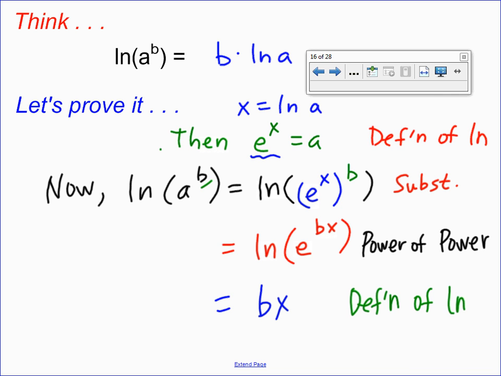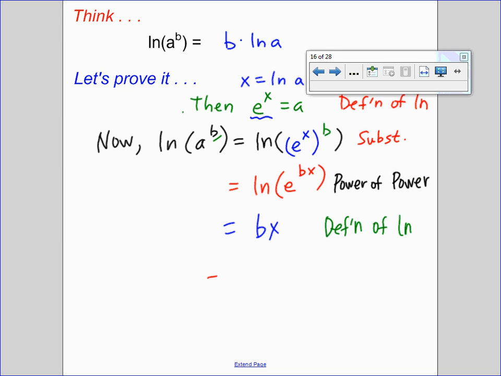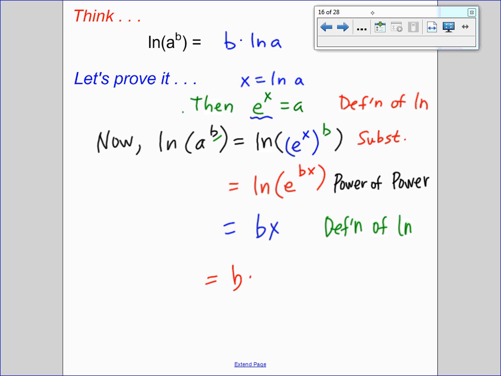And lastly, you see where this is headed. What would b times x be rewritten as so that we could get to our as desired? Well, b times, and what is ln of a? ln of a is equal to x, so b times ln of a as desired. And what would our justification be for that last line? Substitution, right? Substitution. That's pretty sweet.